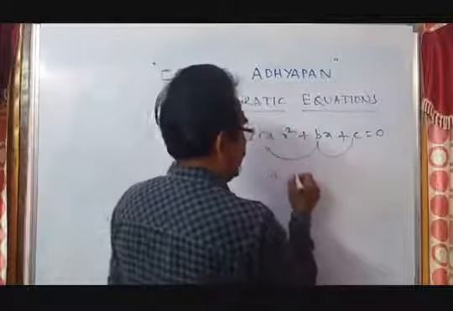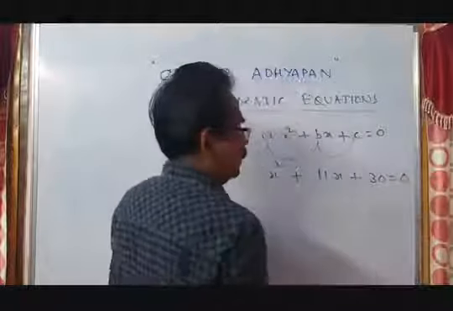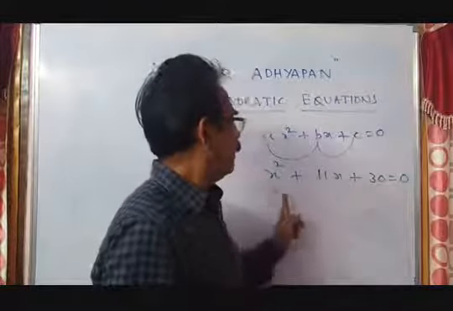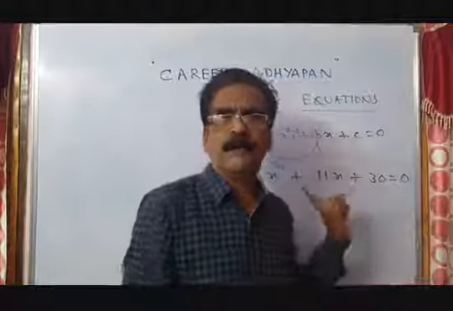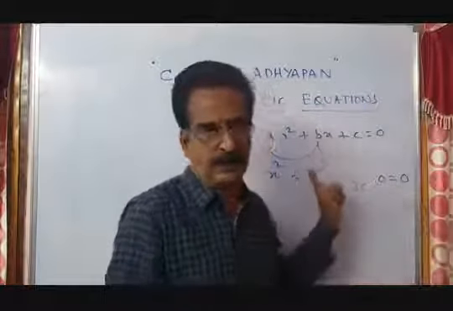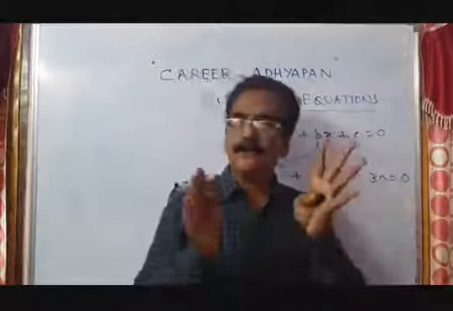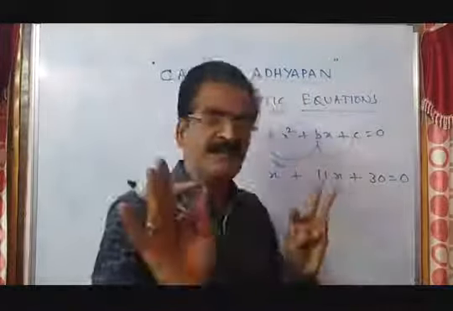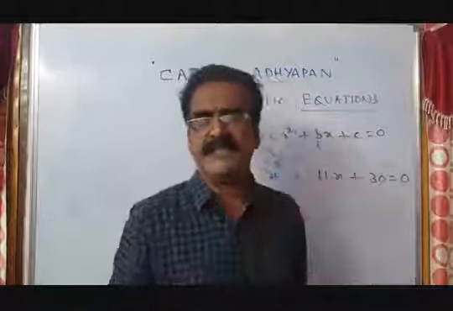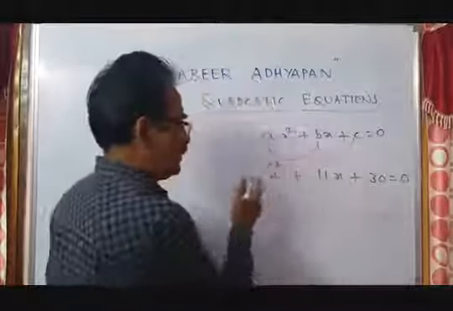Suppose the equation is x square plus 11x plus 30 is equal to 0. All a, b, c are positive. So if all a, b, c are positive, both the roots are negative. Whatever the roots of this equation may be, you need not solve the equation; both the roots are negative. So the first equation is this.